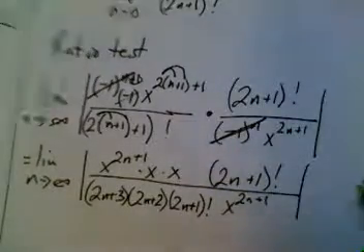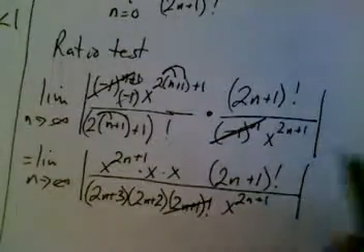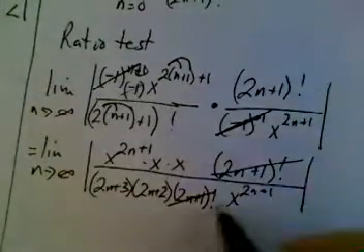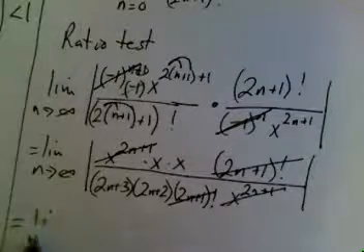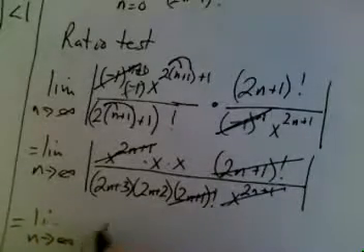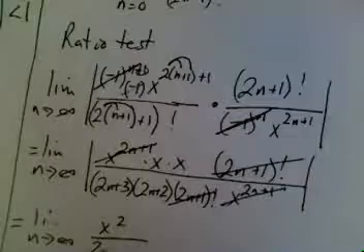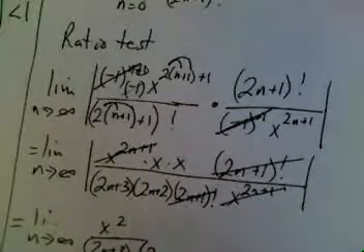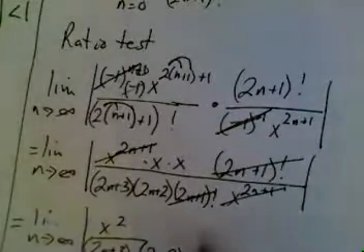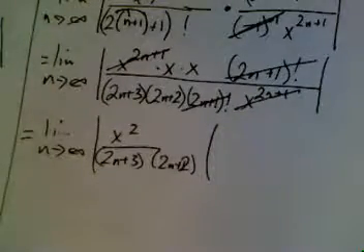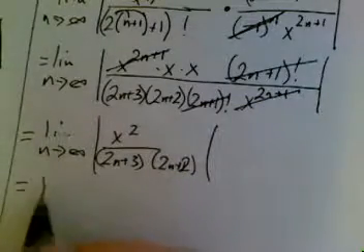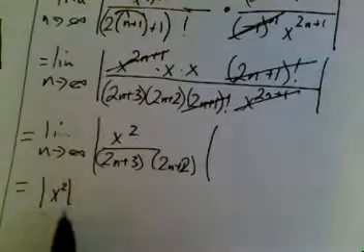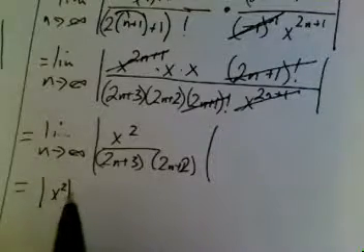So now I'm going to cancel out things appropriately. 2n plus 1 factorial, 2n plus 1 factorial. X to the power of 2n plus 1, x to the power of 2n plus 1. What am I left with? This is the limit as n goes to infinity of x squared divided by 2n plus 3, 2n plus 2. Now, tell me, what happens to this thing as n goes to infinity? Well, this is really the same thing as the absolute value of x squared, but the absolute value doesn't really need to be there because x squared is always positive.